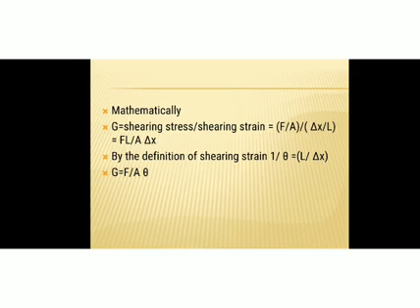By the definition of shearing strain, 1 by theta is equal to L by delta X. Therefore, G is equal to F by A theta. Because in the previous slides we had already discussed theta is equal to delta X by L. So L by delta X will be 1 by theta. So here in this expression, instead of L by delta X, we can substitute 1 by theta. Then we are left with F by A theta. So this is the expression for modulus of rigidity or shear modulus.